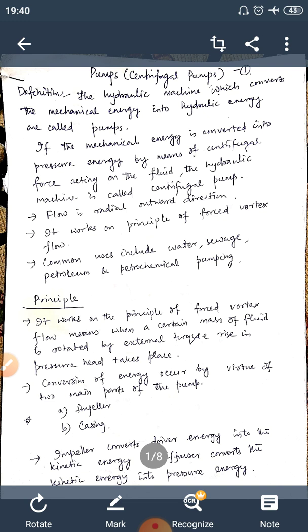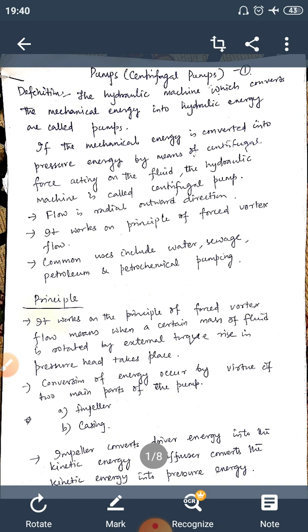Pumps topic, see. So first, see the definition. What is the definition of a pump? Pump is basically a hydraulic machine which converts mechanical energy into hydraulic energy.